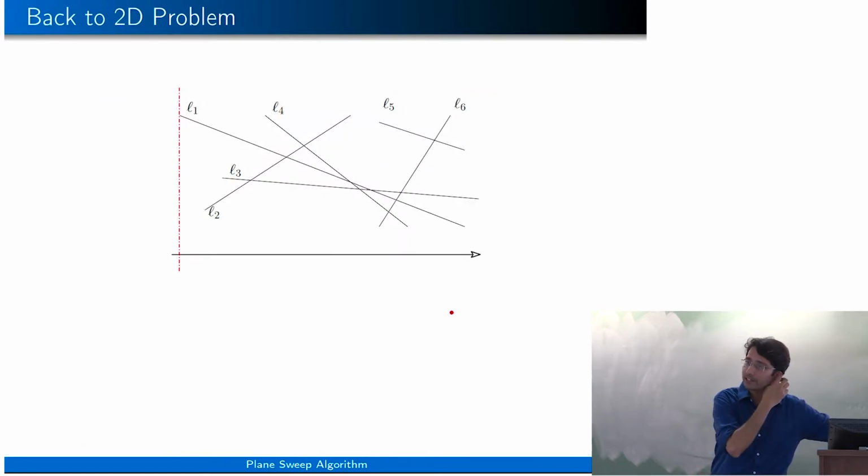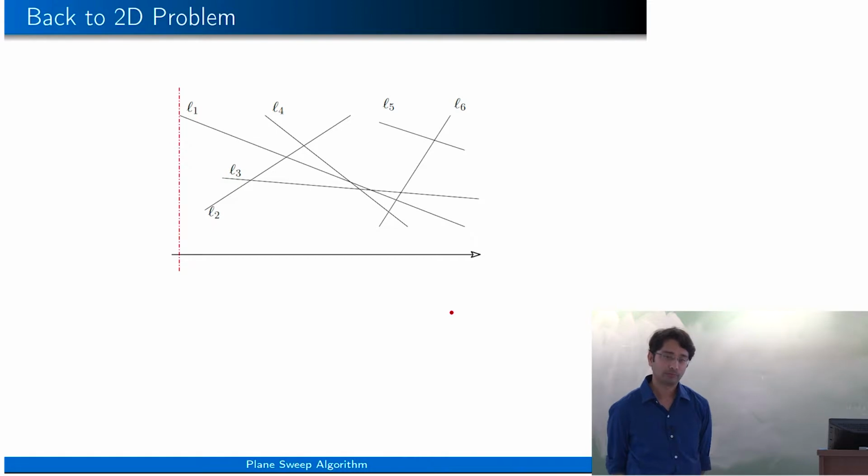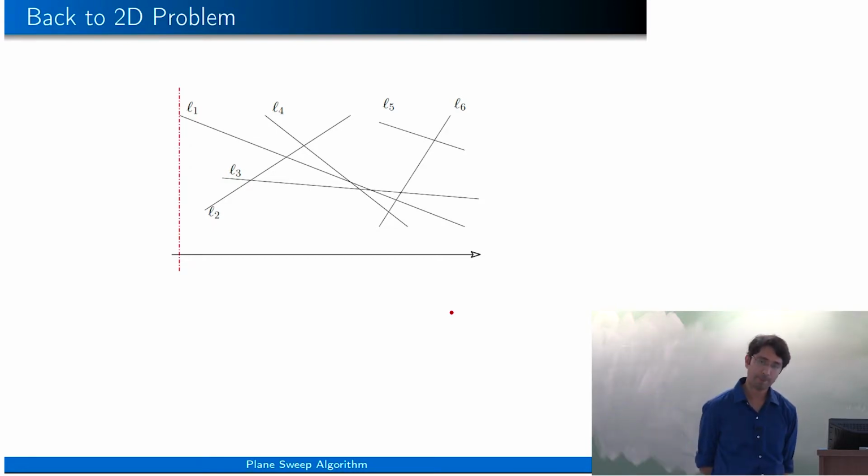So, we have reached the two-dimensional problem. We are given a set of n line segments and we would like to find all the intersections of those line segments. How to do that? Project the corresponding interval on the x-axis, then sort the endpoints of each interval, then run the sweeping algorithm.